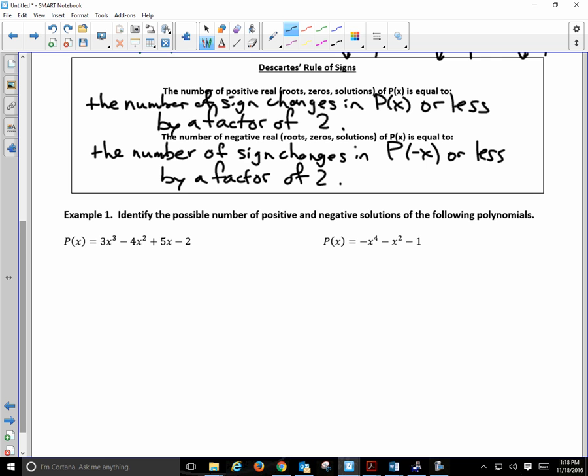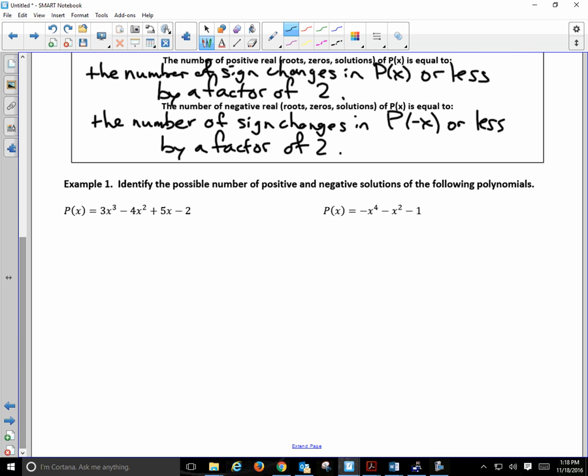So here's what we consider. Look at the first polynomial, 3x to the third minus 4x squared plus 5x minus 2. The number of positive real solutions will be the same as the number of sign changes or less by a factor of 2. Here's what sign changes mean. Is 3 positive or negative? Does it switch? That's one switch. Now you go from negative to positive. That's a switch. And that's a switch. So it has 3 or less by a factor of 2, so 1.